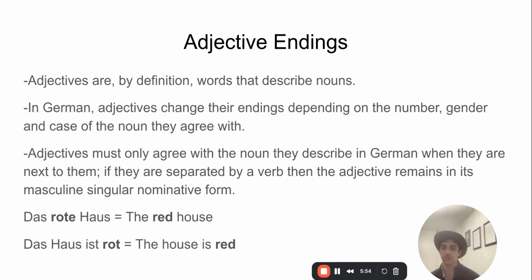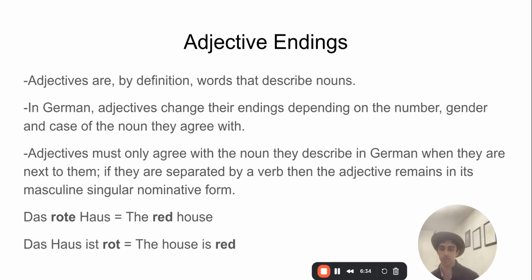Here are some examples. So, das rote Haus would be the red house. You can see that the dictionary form of the adjective red in German would be rot, R-O-T. But here it changes to rote because the adjective comes right next to the noun it's describing, the house. And it's even accompanied by the definite article, the word for the, in front of it, which means that the adjective red must be in the form rote, not just rot. So there is some agreement. And the adjective ending changes to reflect the noun it's describing.